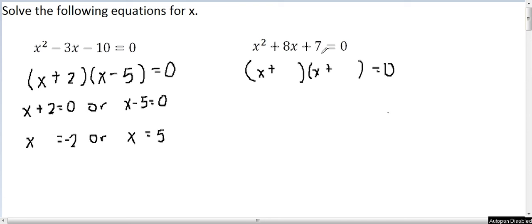And 7 is a prime number, so there's really only one way to factor 7 using just positive integers, and that's 1 and 7. And we can just go ahead and check the middle term. 1x plus 7x is equal to 8x. So when we factor x squared plus 8x plus 7, we get x plus 1 multiplied by x plus 7. So we can set each of these linear factors equal to 0.